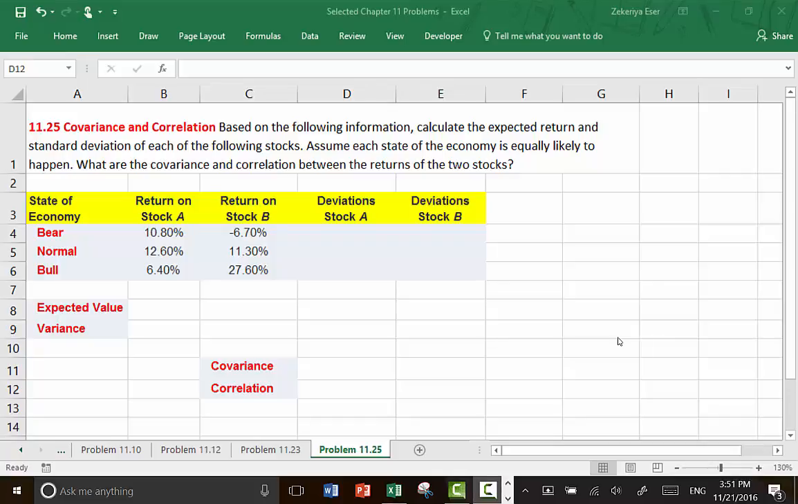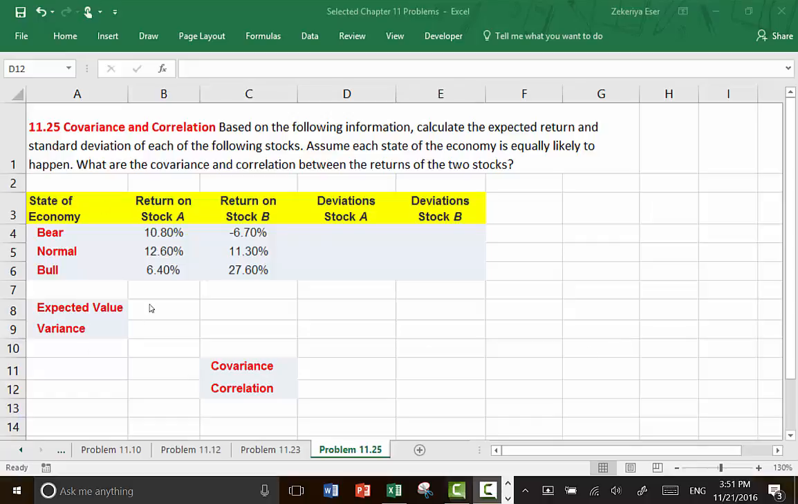Based on the following information, calculate the expected return and standard deviation of each of the following stocks and assume each state of the economy is equally likely to happen. What are the covariance and correlation between the returns of the stocks?